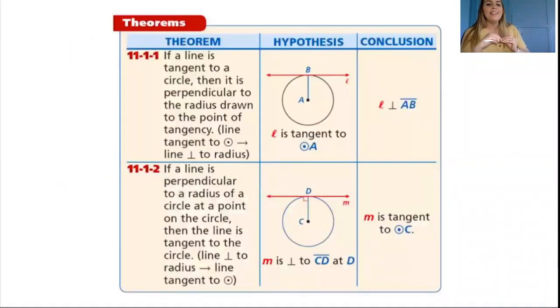If a line is tangent to a circle, then it's perpendicular to the radius drawn to the point of tangency. If a line is perpendicular to the radius of a circle, then the line is tangent. So obviously, if our point has a radius going to the center, then those two lines are going to be perpendicular, is the big thing that those theorems are saying.